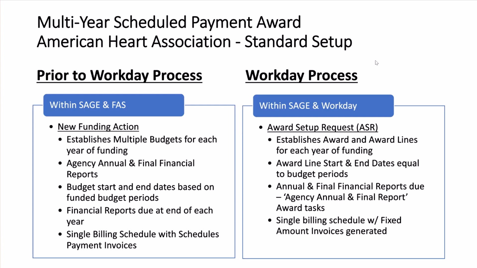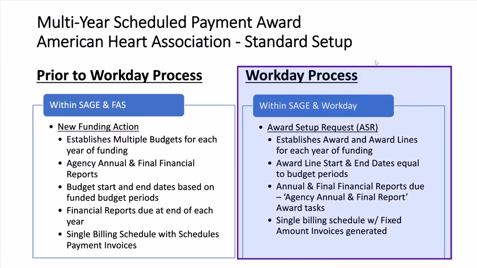And for Workday, within Sage and Workday, you're going to be getting an award setup request. It'll establish the award and all of the award lines for each year of funding. We don't require for new award setups a need for a dummy parent anymore, because we can essentially manage that with our new award structure.